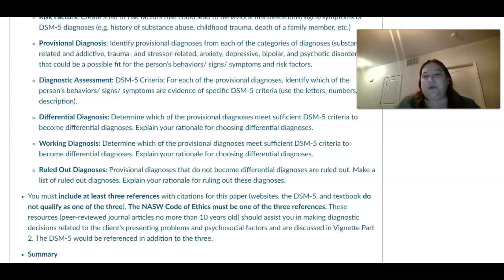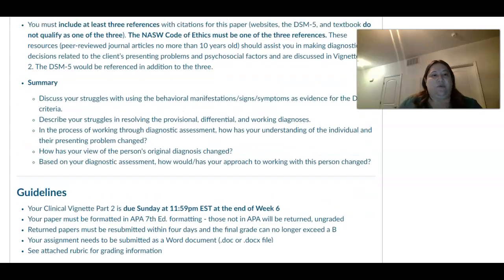All right, you must include 3 references, and the NASW Code of Ethics must be one of them. Your books do not count. Websites, the DSM, and textbooks for the class do not count as one of the 3. One of the 3, as I said, must be the NASW Code of Ethics, as well as 2 peer-reviewed scholarly journals. 10 years or less is the guideline that we use to determine what is still relevant. That's very important.